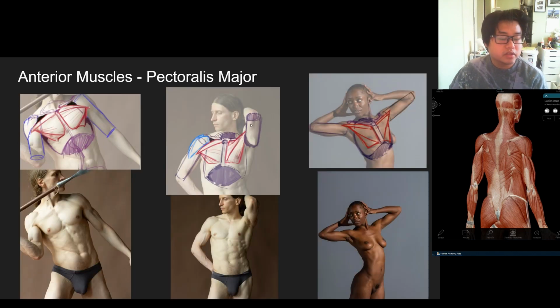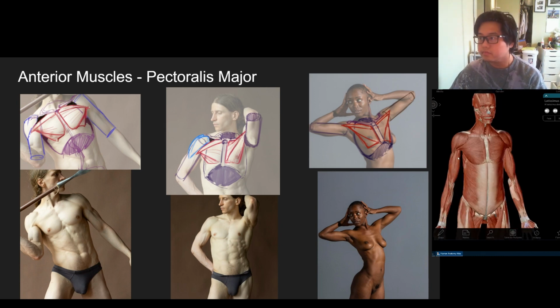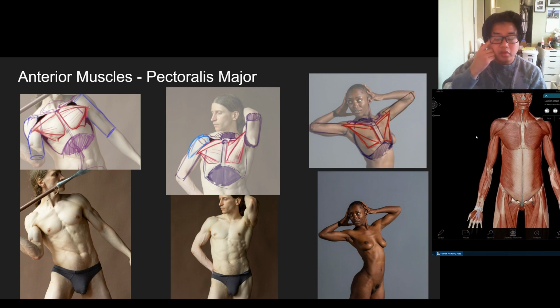So for the anterior muscles, the first set of muscles we're going to look at is the chest muscle, the pectoralis major. The way this is arranged is I've chosen 3 references that I think demonstrate different variations of how the muscle presents itself on the surface. And then above here is how I would have done the analysis if I was doing the assignment, which I will be doing actually.